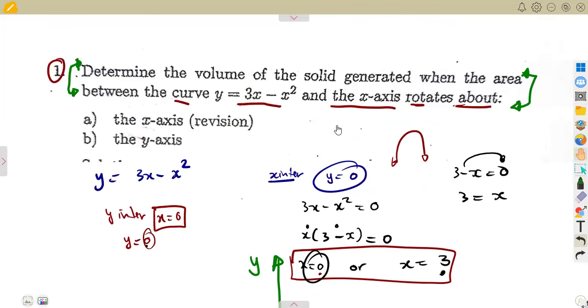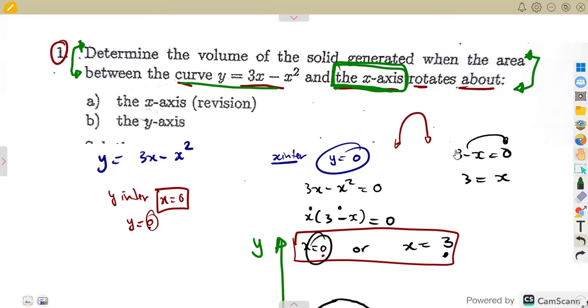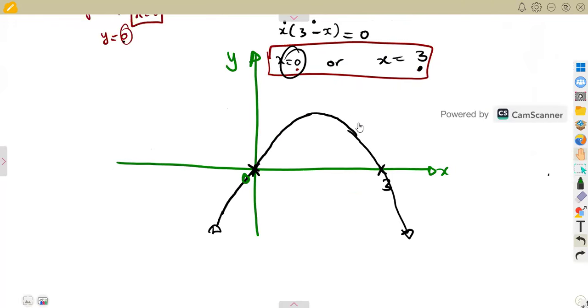They are saying determine the volume of the solid generated when the area between the curve and the x-axis rotates about. So the area is supposed to be between the curve and the x-axis. This is the major part. Let's look at where the area is supposed to be. The area that we are going to rotate is between where? The curve and the x-axis. This is our x-axis, and this is our curve.